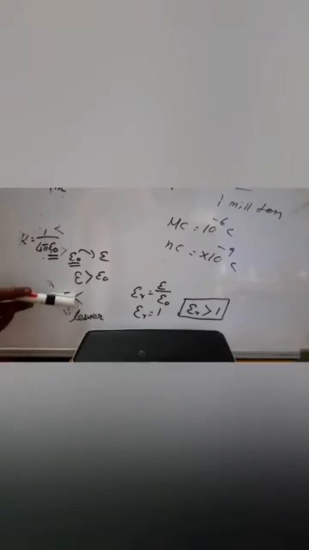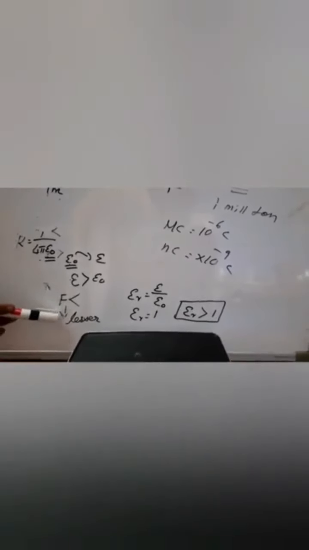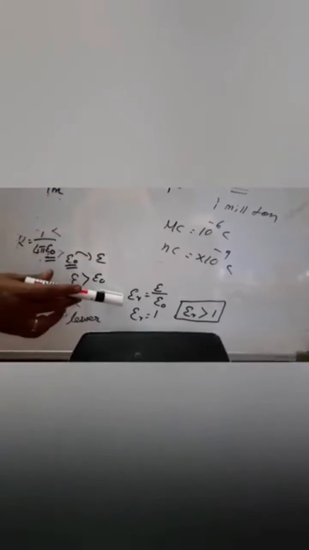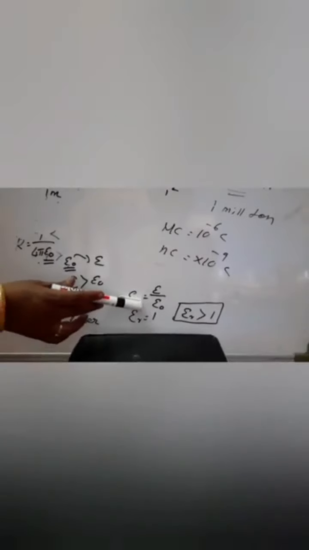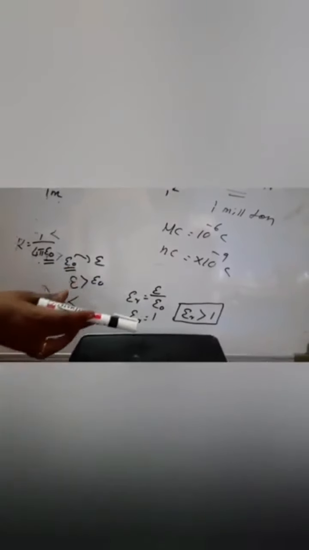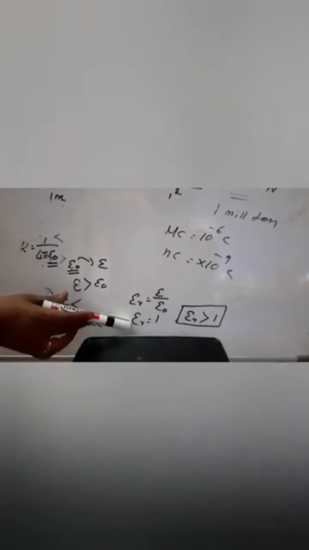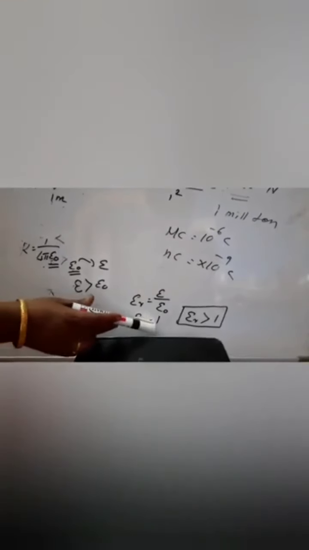Suppose you take the relative permittivity, epsilon R equal to epsilon by epsilon naught. For a vacuum or air, the epsilon R value is 1, and for all other media, the epsilon R value is greater than 1. This is known as the fifth aspect.